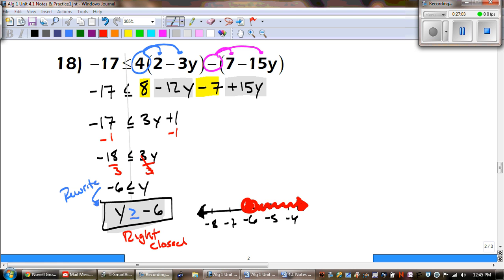Okay, so after combining like terms, you get 3y plus 1. Subtract the 1, divide by 3, and then we had to rewrite it. The inequality symbol was pointing at negative 6, so when I rewrote it, I made sure that it was still pointing at the negative 6. Okay, so it was right and closed.